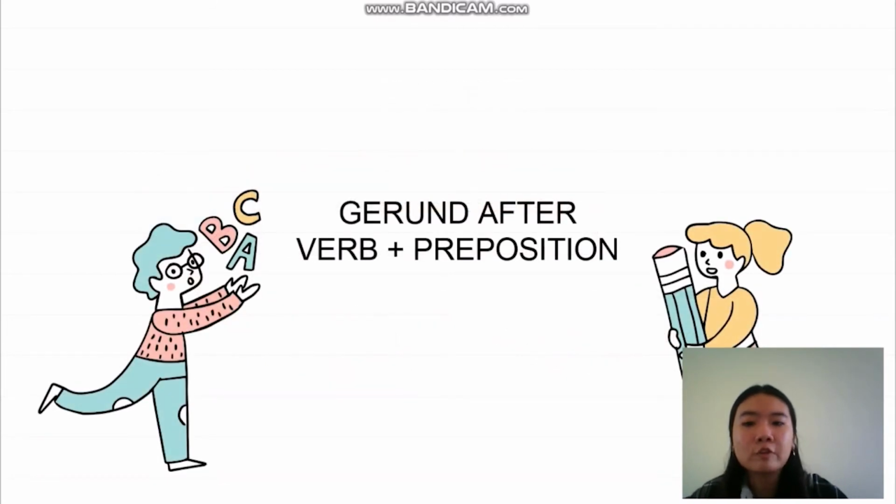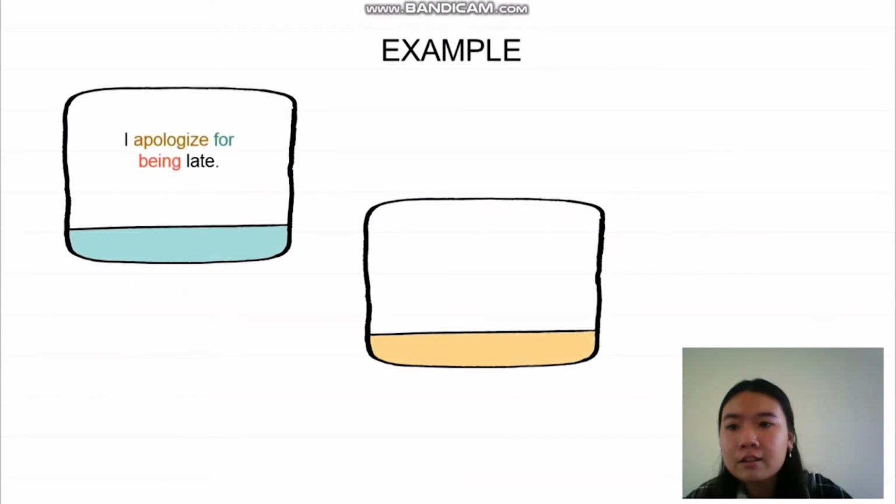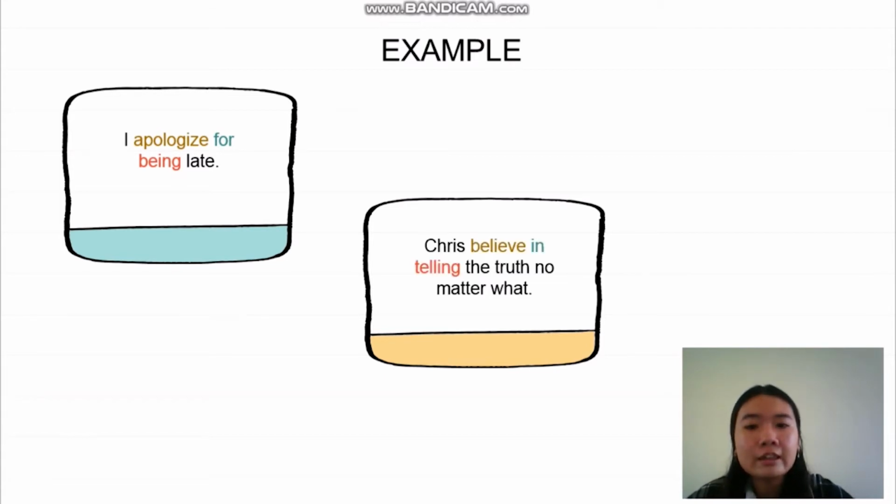Next, there is gerund after verb plus preposition. The first example: I apologize for being late. Apologize here is the verb, for is the preposition, being is the gerund. And next, Chris believes in telling the truth no matter what. Believe here is the verb, in is the preposition, telling is the gerund.